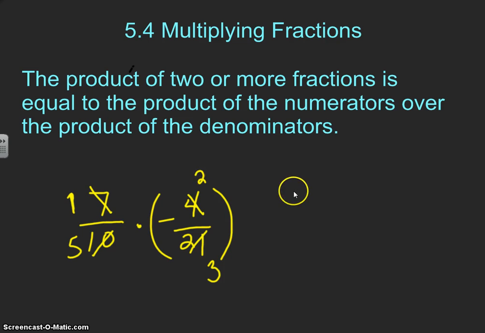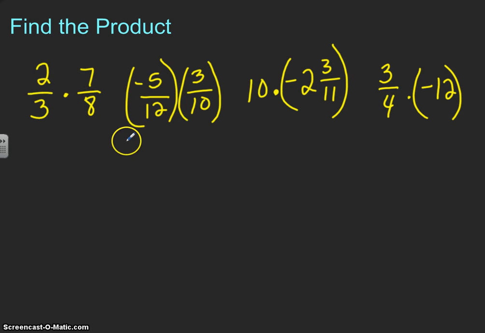Now when I multiply this out, I get 1 times negative 2 is negative 2. 5 times 3 is 15. And I have my fraction already reduced, and that's all I have to do. So I can either reduce here when I cross-reduce, or I can reduce at the end. So cross-reducing does help us. It does save a little bit of time and effort.